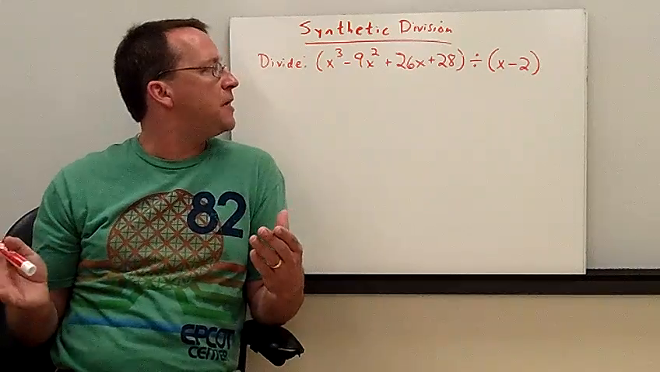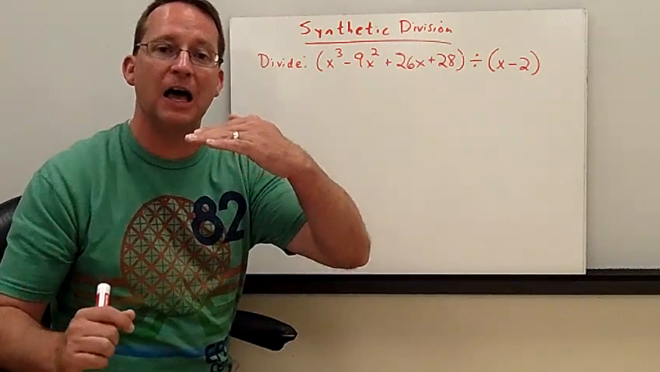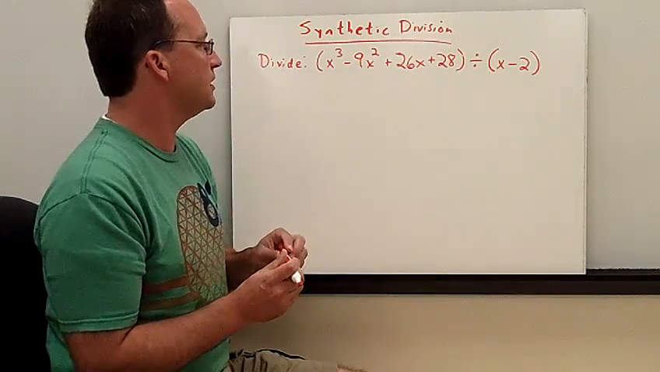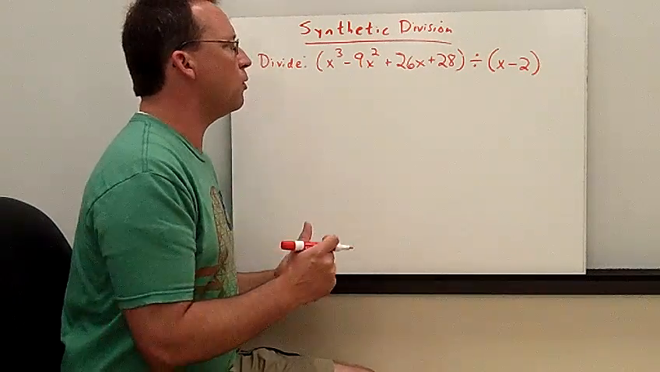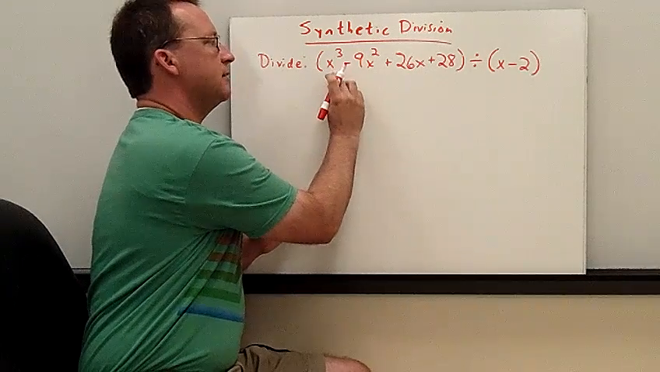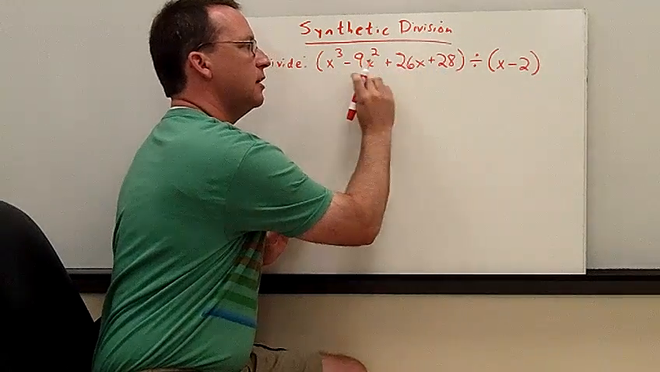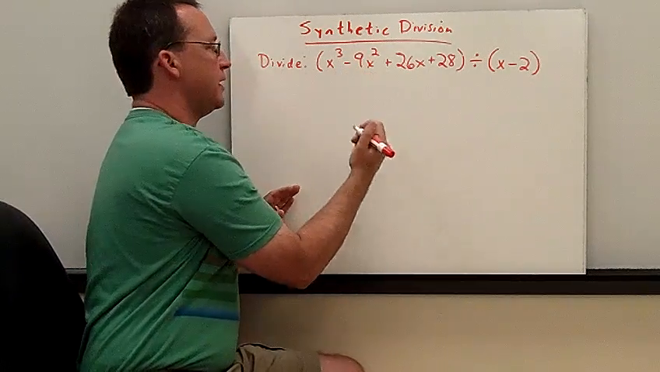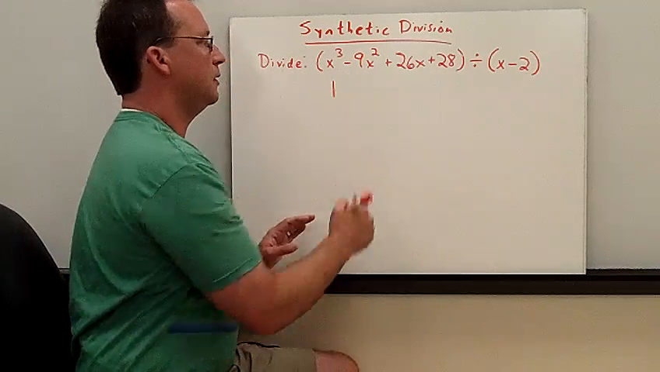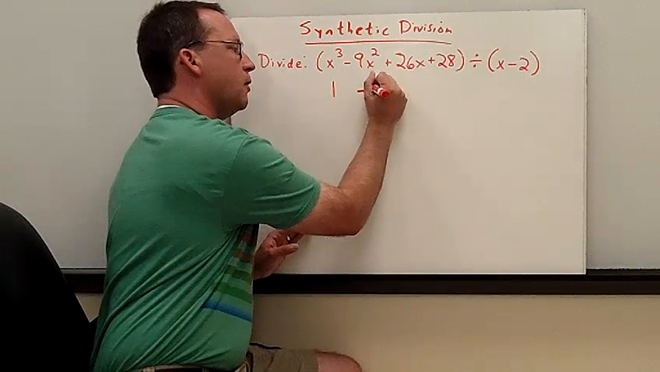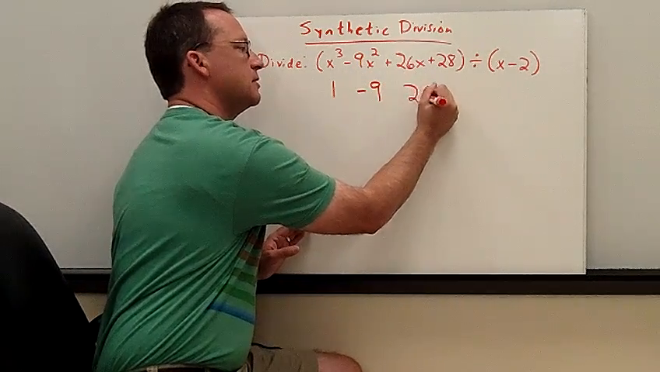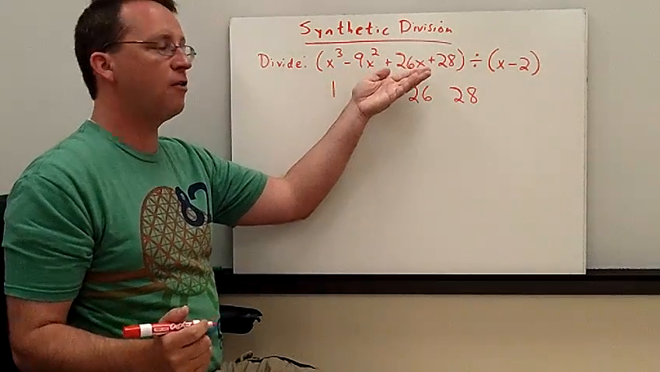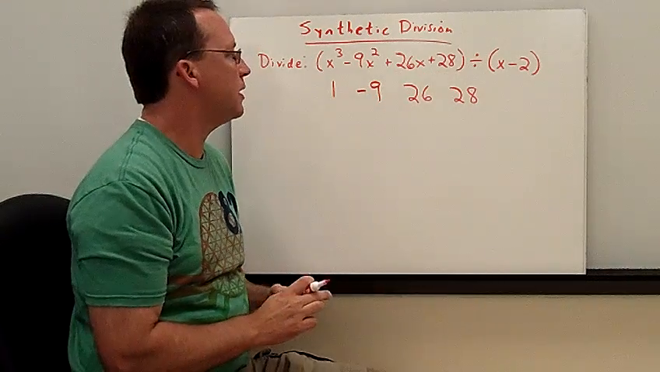And I'll show you how this works. Here's how you set up a synthetic division problem. On the first line of your paper, if you've got lined notebook paper, we're going to rewrite all the coefficients of this polynomial, right? So for x cubed, since that's 1x cubed, we're going to write a 1. Negative 9x squared. 26, 28. These are all the coefficients of our polynomial that we're dividing, right?